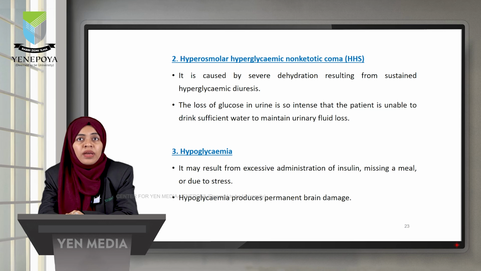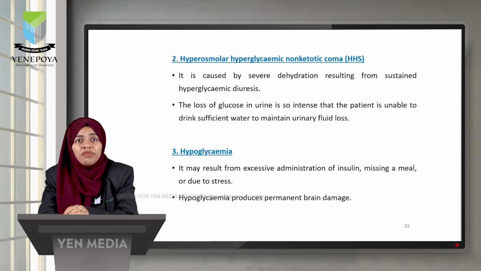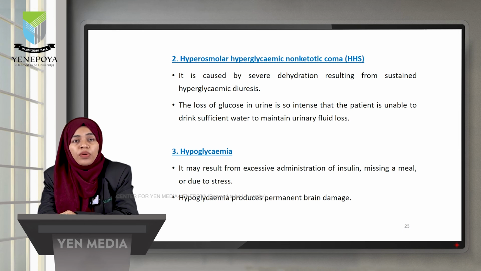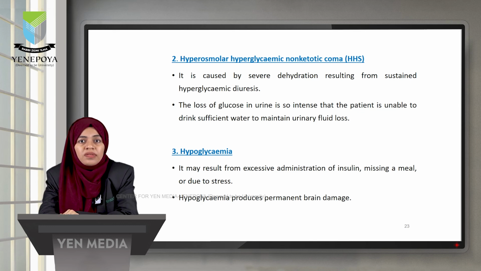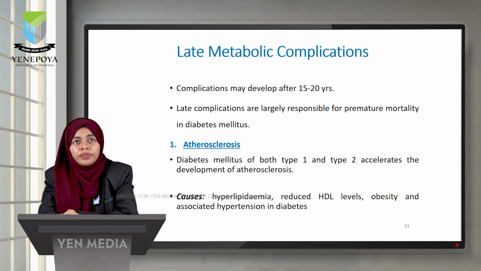Hyperosmolar hyperglycemic non-ketotic coma is caused by severe dehydration resulting from sustained hyperglycemic diuresis. The loss of glucose in urine is so intense that the patient is unable to drink sufficient water to maintain the urinary fluid loss. One more complication of the disorder is hypoglycemia. It may result from excess administration of insulin, missing meals or stress. Hypoglycemia may produce permanent brain damage.